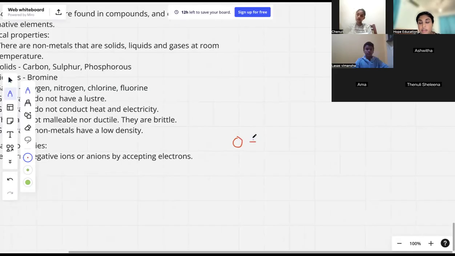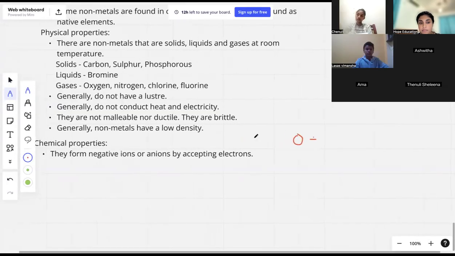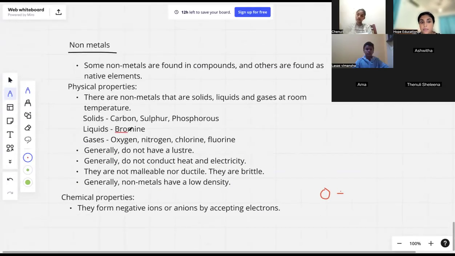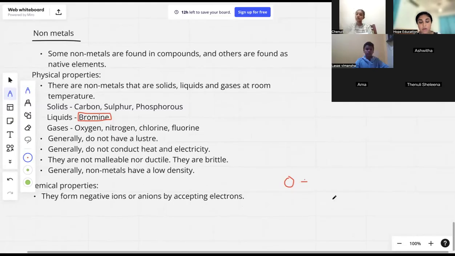Yes, Ashika. Could you again tell what bromine means as a liquid? Yes, bromine is a non-metal that is not in the first 20 elements. Our small periodic table has only 20 elements. So in that periodic table bromine is not there, right? But in the bigger periodic table with more than 100 elements, bromine is there. So bromine is an element and it's a non-metal. Okay. Yes teacher, thank you teacher.